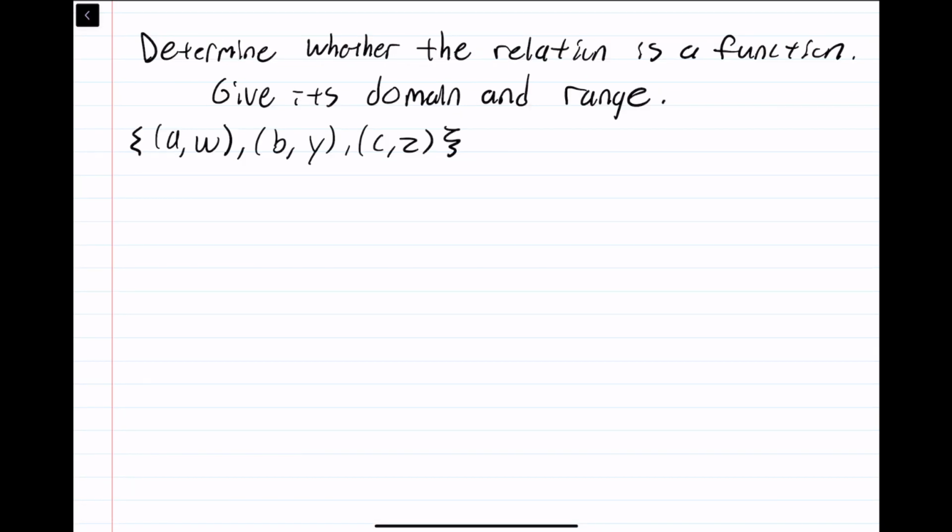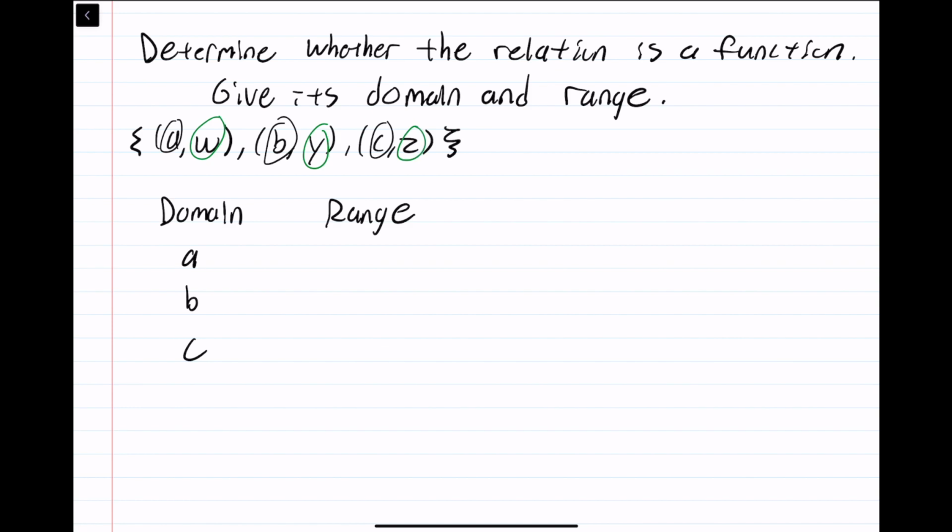Let's say you were given a question, determine whether the relation is a function, and give its domain and range. So to better visualize what's going on here, we can start with a diagram. So we can draw all the members of the domain on the left and all the members of the range on the right, and then map them. So we have A, so the first coordinate is your domain. So we have A, B, and C for a domain, and range is the second coordinate, which is W, Y, and Z. So W, Y, and Z.